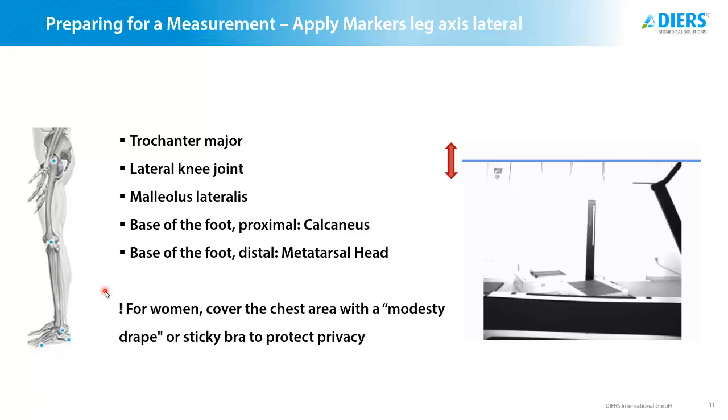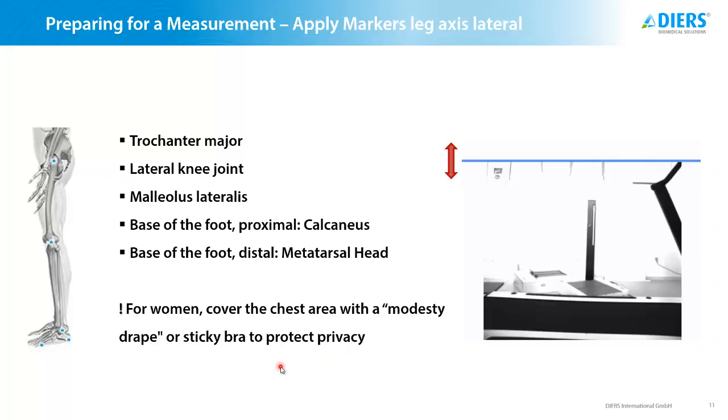An important remark for privacy issues is that if you use the side leg axis camera in combination with your 4-metric system for the spine, the breasts might be uncovered for women. And then you want to limit the view of the lateral camera so that you don't have the breasts inside your recorded image. Or you might want to cover the chest area with a modesty drape or a sticky bra.